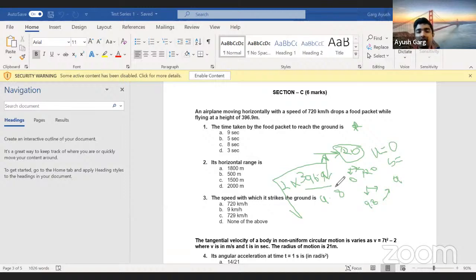the speed with which it strikes the ground. Again, very easy question. Its u is zero in the vertical direction. You know acceleration due to gravity is 9.8, and you've already calculated time in the first part. So you do v is equal to u plus at. u is zero, so v is equal to 9.8 into time. Just when you multiply 9.8 into time, you'll get an answer which is going to give you the speed with which it strikes the ground.